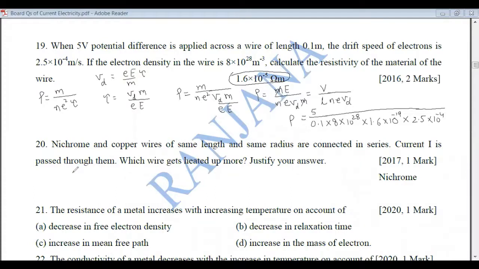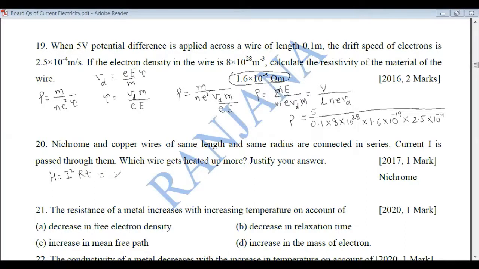Nichrome and copper wires of same length and same radius are connected in series. Current I is passed through them. Which wire gets heated up more? We know that the expression of heat produced is I square R into t. We'll take this expression in terms of I because as the two wires are connected in series, the current flowing through them will be the same.